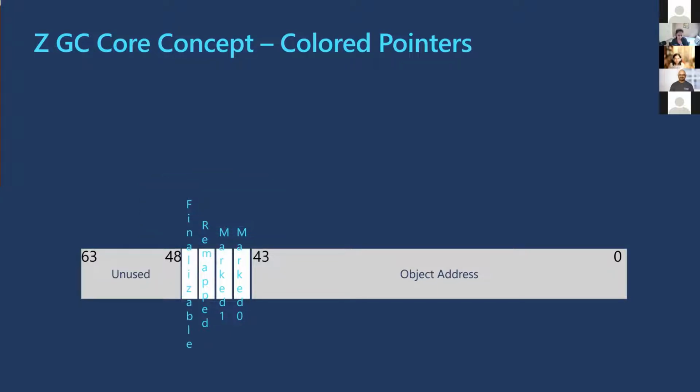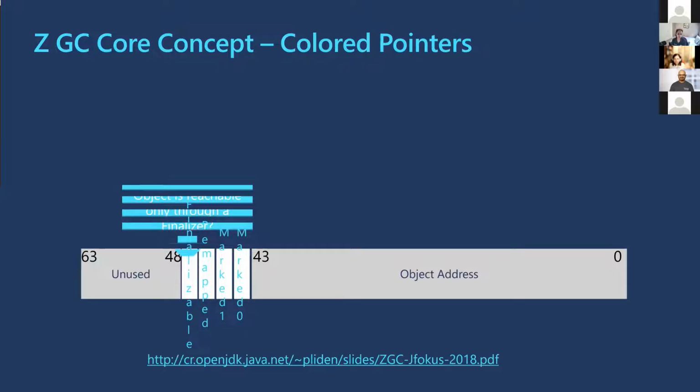And then last is finalizable. So is the object reachable only through a finalizer? This is important, but I won't dive into that right now. This particular graph and the update to it is from Per's presentation. To look at the presentation, please click on that link there.